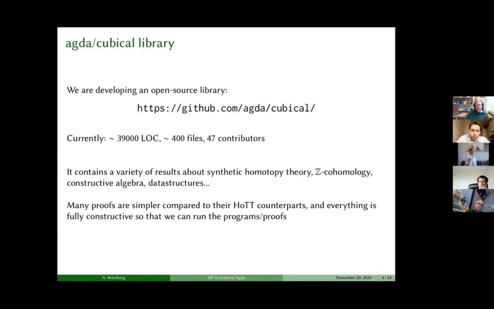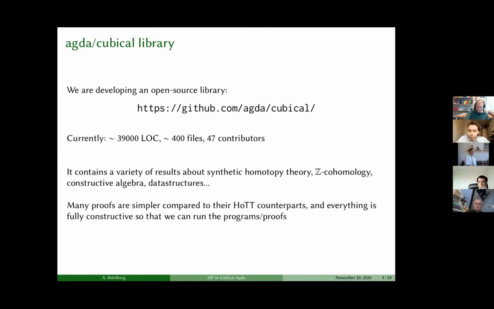It's worth emphasizing that many of the proofs that we do, you can also do in HoTT, so standard homotopy type theory, but the proofs often turn out to be simpler with all the cubical machinery, so it's pretty nice. And also everything is fully constructive, in the sense that we can run any program or proof that we write. We just type things in and tell Agda to evaluate them for us, and Agda will do it.